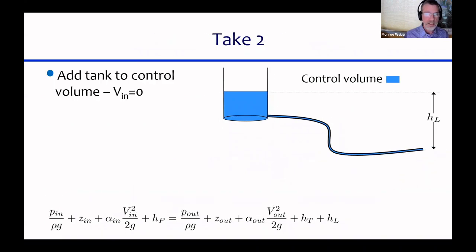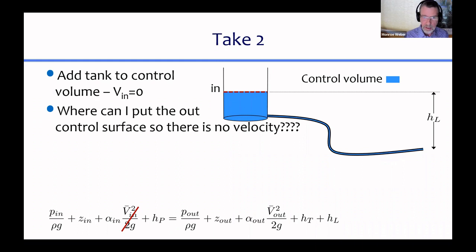So let's add the tank to my control volume. Now I'm putting the surface at the top of the tank, and what this does is it makes V1 go to 0. It's a big tank, okay? Kind of like the lake. So then where can I put the out control surface so there's no velocity?